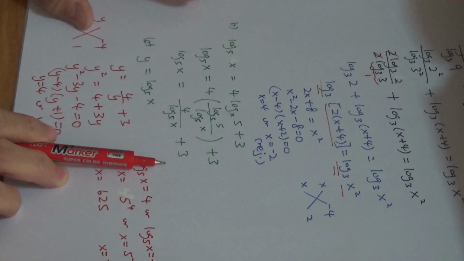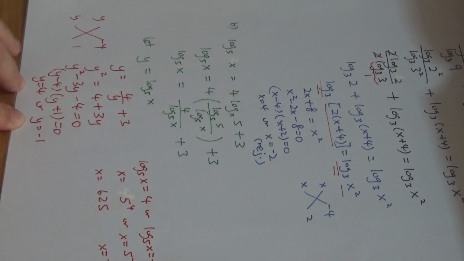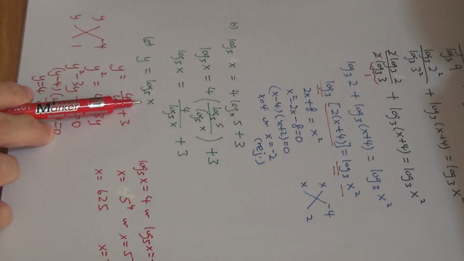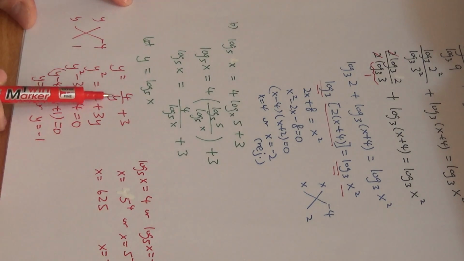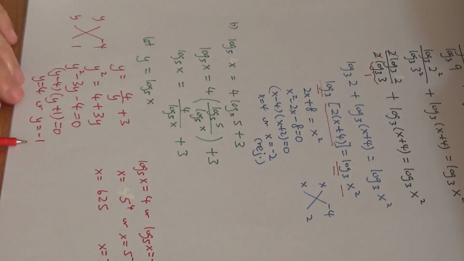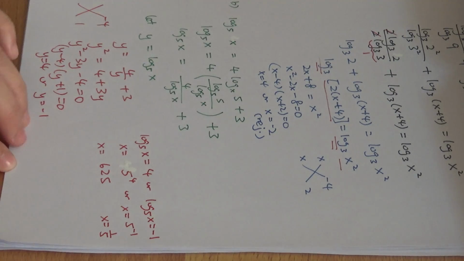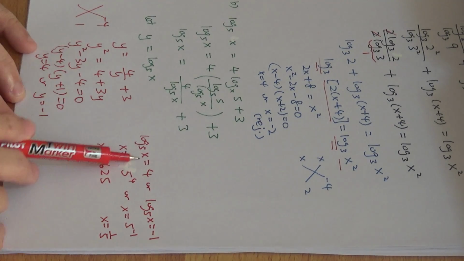I get this. Now, because of this, I let y be log 5x, which is easier. Okay, then I will replace this by y. I get a quadratic equation in y. Okay, but please remember, we are not solving for y. We are solving for x. So we got to write back.